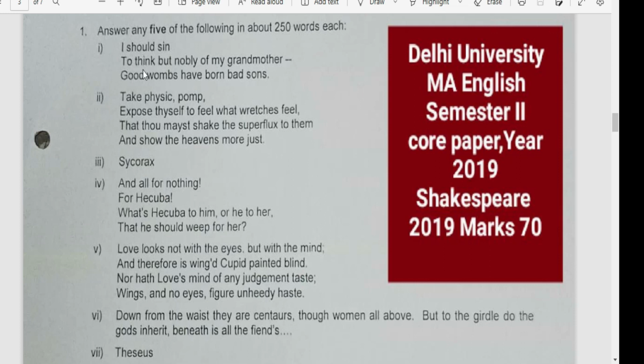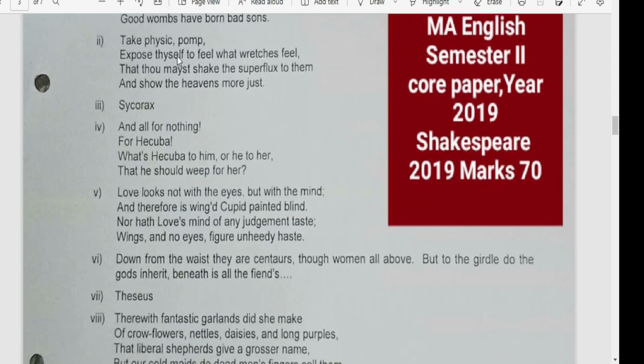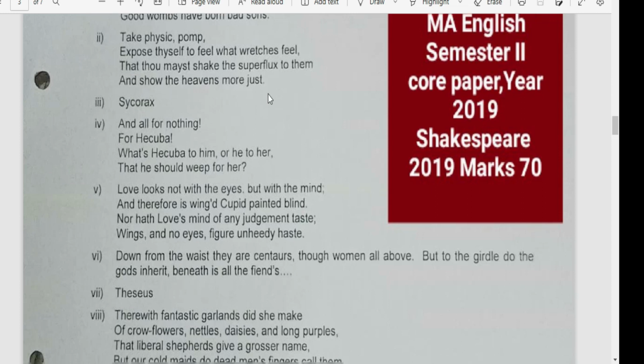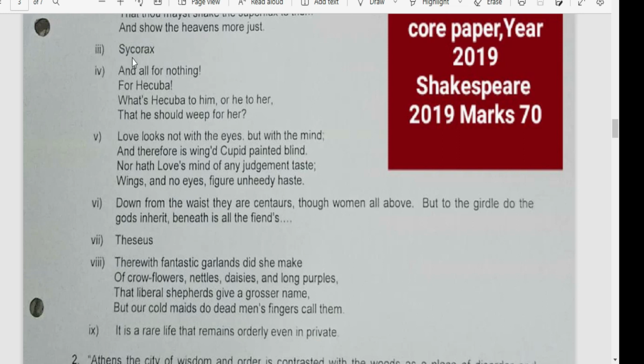Okay, so let me read out this question again, and this is what: answer any 5 of the following in about 250 words. Question number 1: I should sin to think but nobly of my grandmother. Good wombs have borne bad sons. Take physic, pomp, expose thyself to feel what wretches feel, that thou mayst shake the superflux to them, and show the heavens more just.